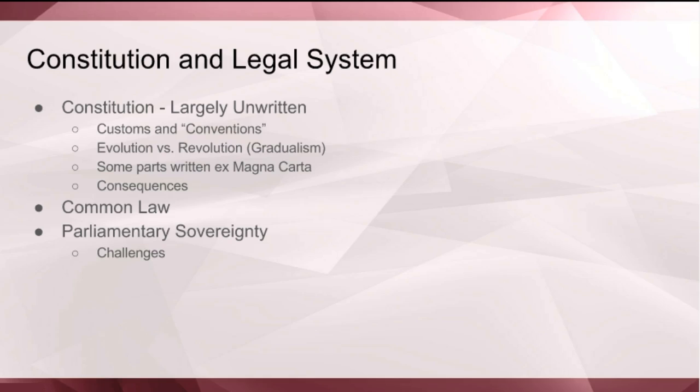Another challenge to parliamentary sovereignty is the fact that the United Kingdom is a signatory to the European Convention on Human Rights. And as a signatory, it has to guarantee certain levels of civil liberties and civil rights. So should Parliament pass a piece of legislation that would violate civil liberties and civil rights as specified by the European Convention on Human Rights, then the judiciary could challenge Parliament's ability to do that. So we're not quite sure how that would work out, but definitely the fact that the UK is a signatory challenges parliamentary sovereignty.